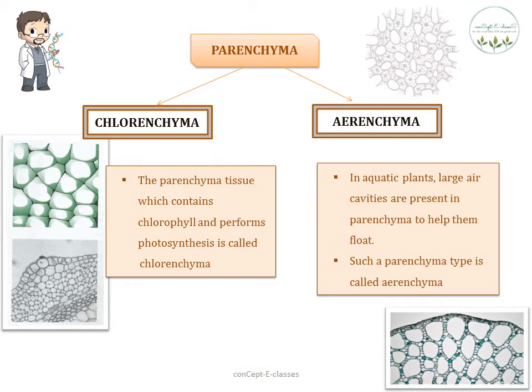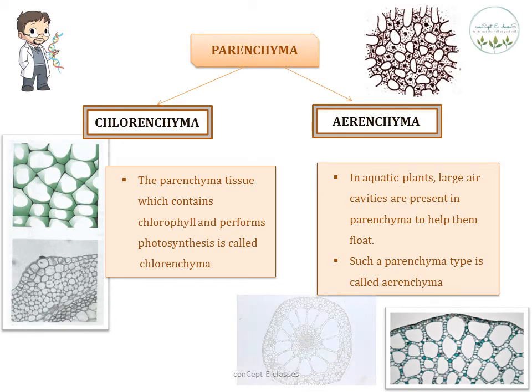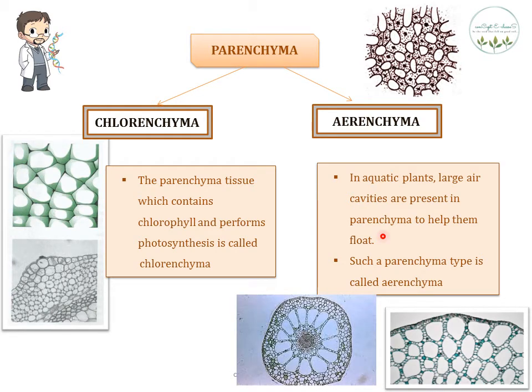Now let's see about aerenchyma. In aquatic plants, large air cavities are present in the parenchyma to help them float. Such a parenchyma type is called aerenchyma. So the parenchyma which contains large air spaces or air cavities is called aerenchyma, and it helps the aquatic plants to float.